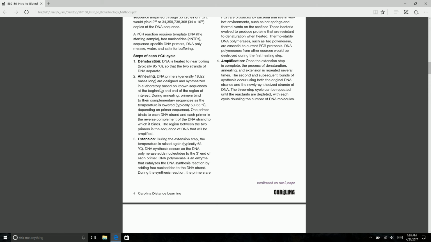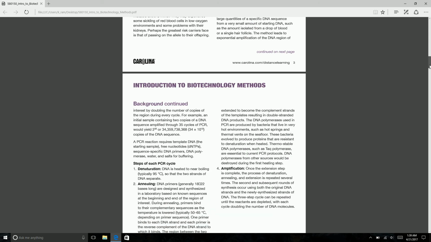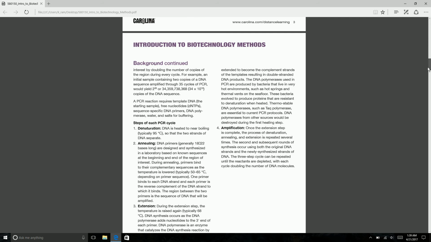Then the second step is called annealing, and this is the step when the primers attach to the template DNA, and this temperature has to be calculated on the basis of the primers you're using. And then last is extension. Once the primers have attached, then is the extension. I think it is usually around 72. Once the primers have attached, DNA polymerase can then elongate. So this is the way DNA can be amplified. Multiple copies of DNA can be made in the lab.